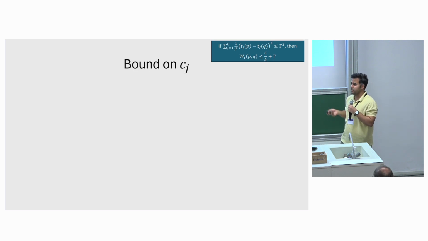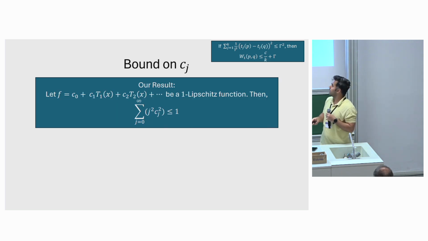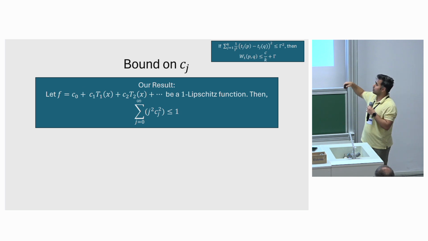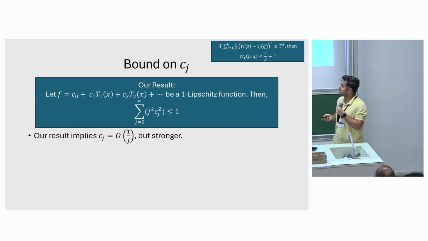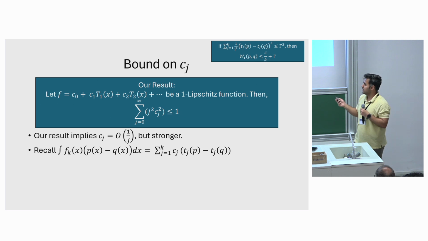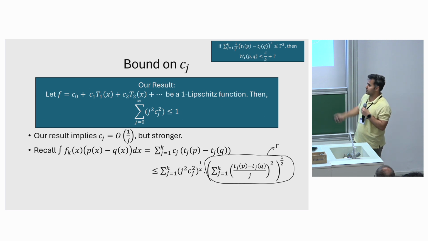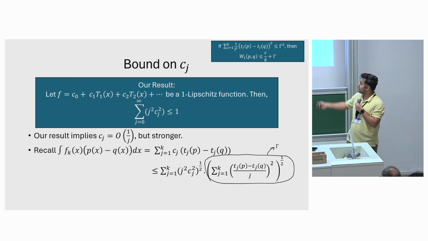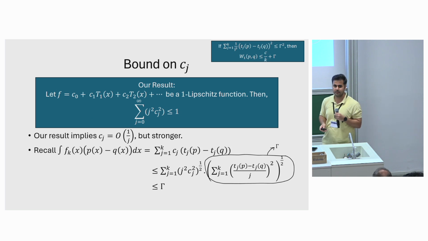But in this paper, the main thing we prove is a better bound on c_j. In particular, this is the theorem: let f be a 1-Lipschitz function represented in the Chebyshev basis. Now if you sum j times c_j, the whole squared, from j equals 0 to infinity, this is less than or equal to 1. In particular, it implies that c_j is order 1 over j, but we have something stronger. Then applying the Cauchy-Schwarz inequality, this particular term is less than gamma, and the first term is less than 1, and you get the proof of the theorem. Yeah, I guess that's it.